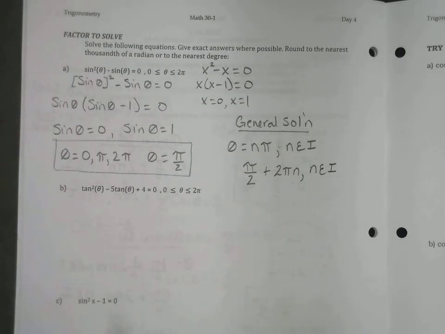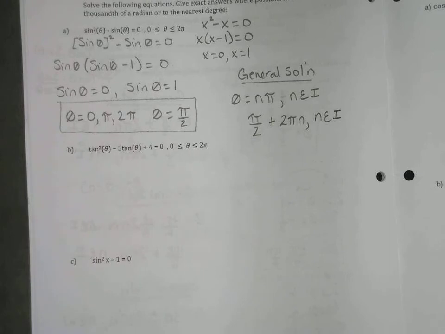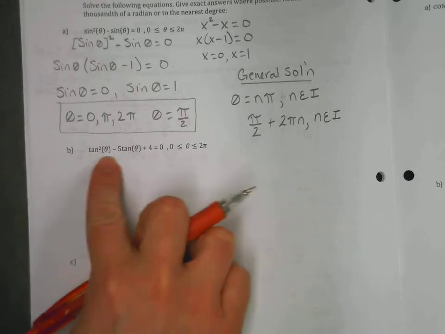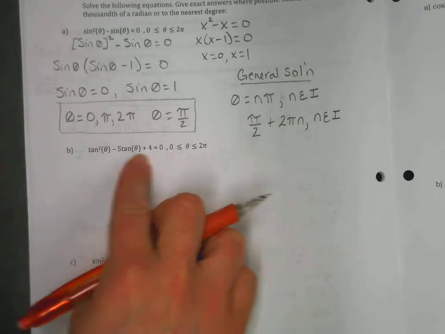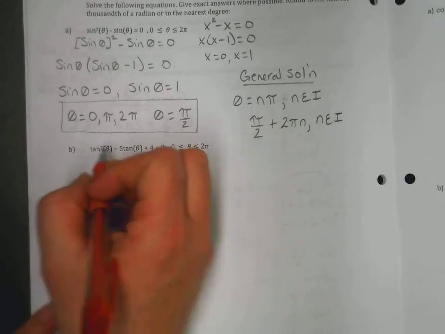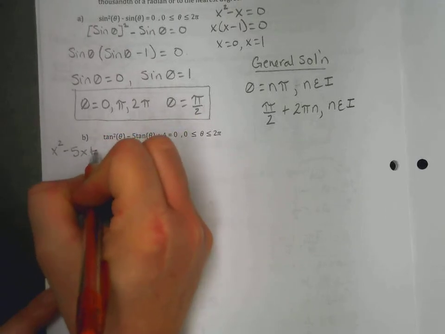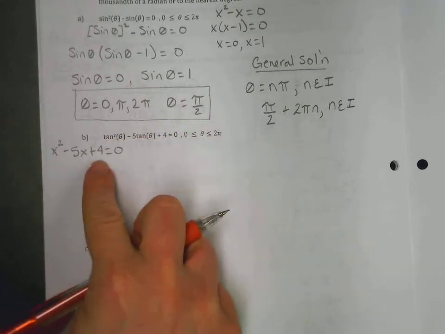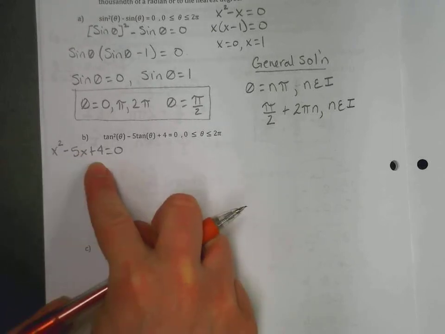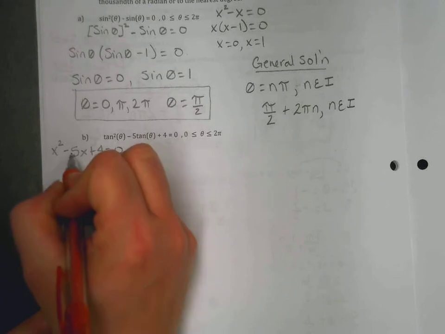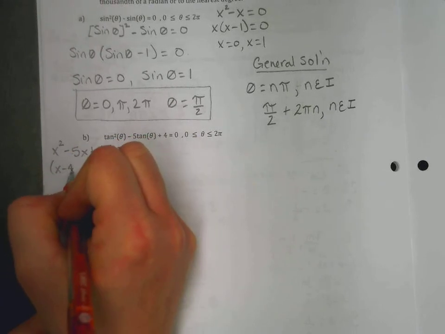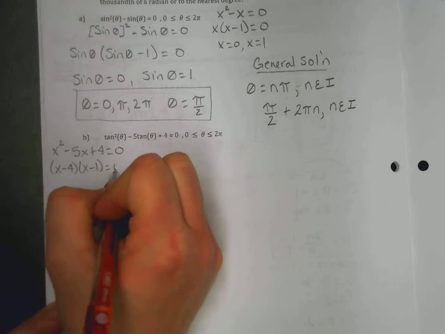All right, so moving on, let's look at question B. Tan squared theta minus 5 tangent of theta plus 4 is equal to 0. So similarly, we want to think of this as like a quadratic equation. So if I were to write this as a quadratic equation similar to this, it would be x squared minus 5x plus 4. And so how would you solve this quadratic equation? Well, I'd have to factor it, and the factors of 4 that add together to give me a negative 5 would be x minus 4 and x minus 1, and our solutions would be 4 and 1.